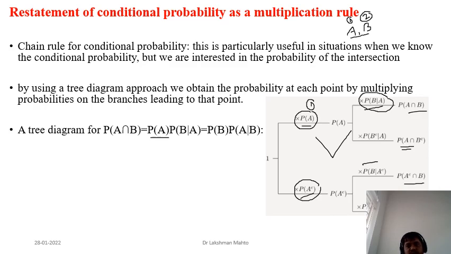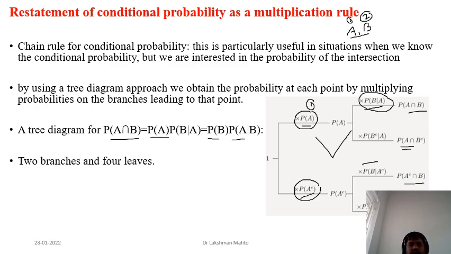Suppose someone changes the order in which the events happen. That means first B happens, then A happens. In that case, how can we calculate the joint probability? We can use the product of the probability of B into the conditional probability of A given B. So it depends upon the order, which is very much subjective. Whatever order you want to proceed with, you can proceed with that.